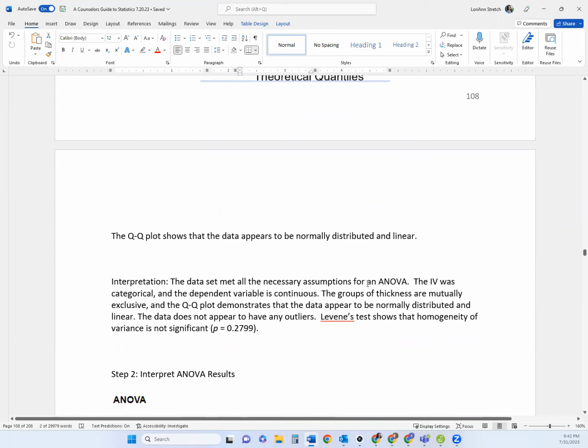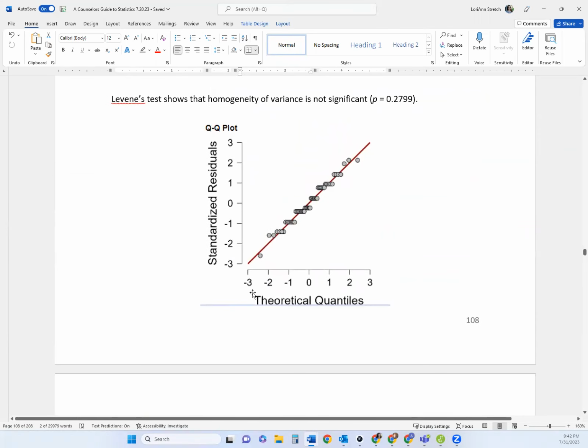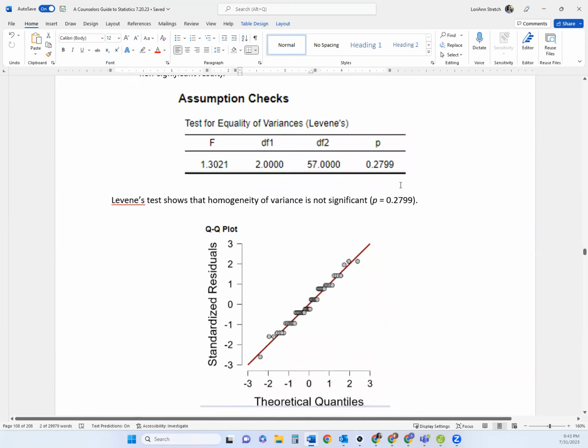So how do I interpret those assumptions? Data set met all necessary assumptions. The IV was this and this. Groups of thickness were mutually exclusive. The QQ plot demonstrates normal distribution and linear. Data does not appear to have any outliers, and Levene's test showed the homogeneity of variance is not significant, and I reported that. Okay, you can also see outliers here. If there were things scattered here, you'd see outliers here.